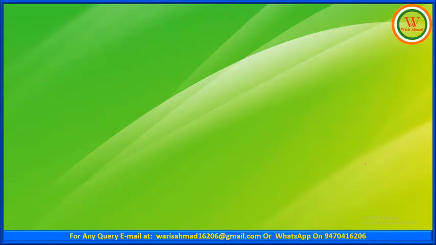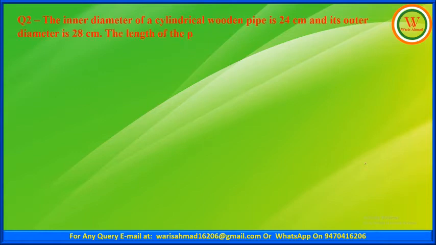Let us consider question number 2. The inner diameter of a cylindrical wooden pipe is 24 centimeter and its outer diameter is 28 centimeter. The length of the pipe is 35 centimeter. Find the mass of the pipe if 1 centimeter cube of wood has a mass of 0.6 gram. So in this question we have to find the mass of the pipe if 1 centimeter cube of wood has a mass of 0.6 gram.